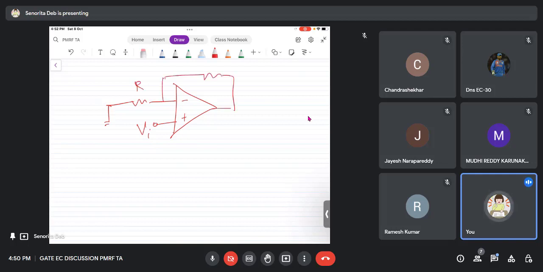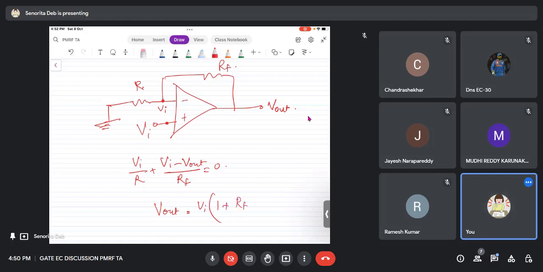So this is a non-inverting configuration. In this, from the virtual ground concept, if the positive node is Vi, then the negative node will also be Vi, and then you apply KCL. So Vi by R plus Vi minus V out by RF equals 0, and if you solve this you will get V out equals Vi into 1 plus RF by R.